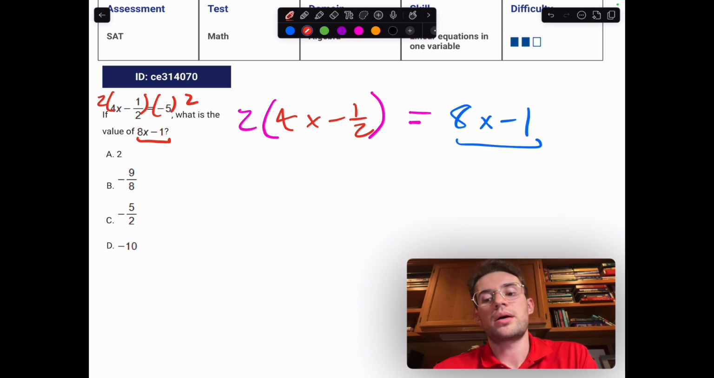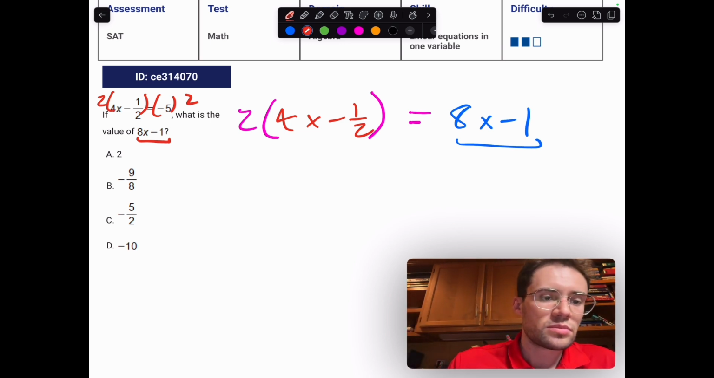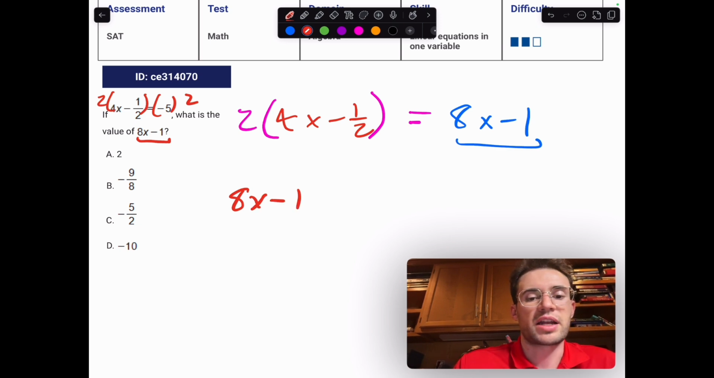If you multiply an expression with multiple parts, so in this case it's a binomial, you have to multiply all the parts by 2, right? You're distributing that 2. So in this case, 2 times 4x gives us 8x. 2 times negative 1/2 is minus 1. Right? This is the thing that we want. It's equal to negative 5 times 2, which is negative 10.